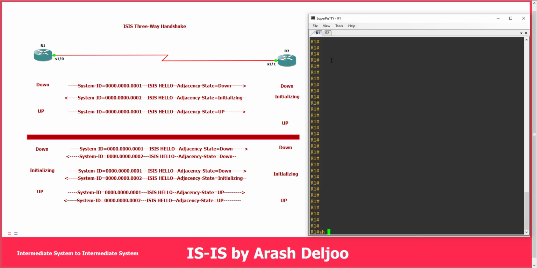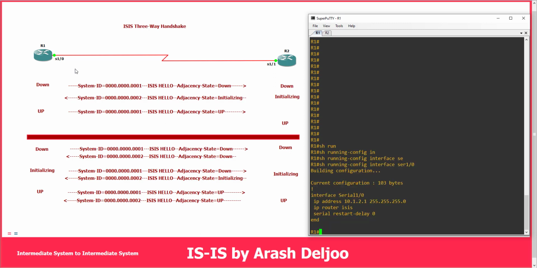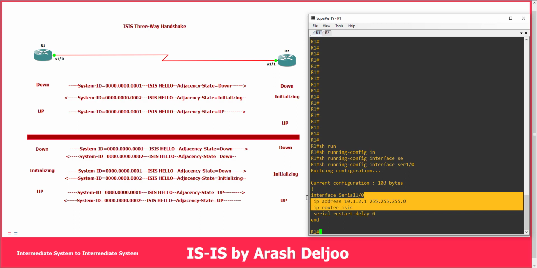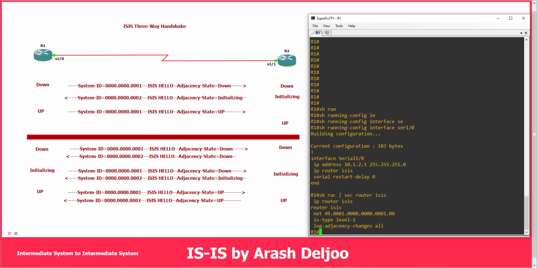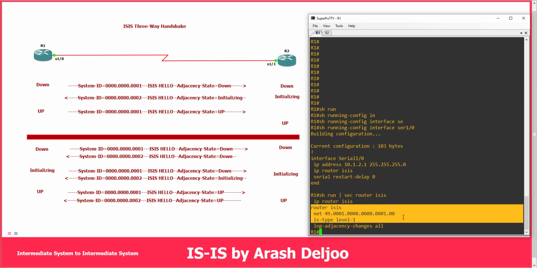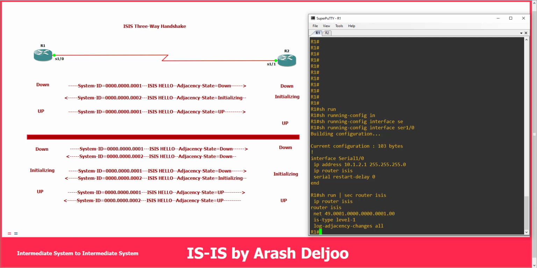Look here in R1. First, I configured the serial 10 interface. Show running config for interface serial 10 shows us that we have the IP address 10.1.21 on the serial 10 interface of router 1 with a /24, and then ip router isis. Also, I configured ISIS on this router. Show run section router isis shows us that we have the router isis command with this net address, the IS type is level 1, and we also enabled log adjacency change. This is the configuration of R1.